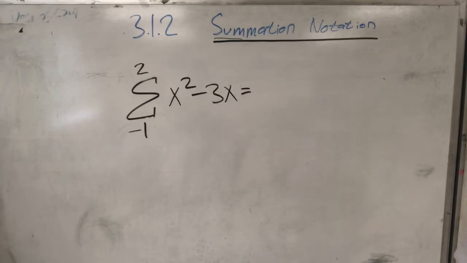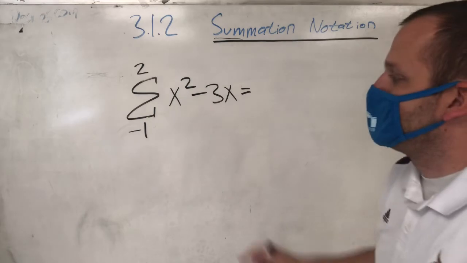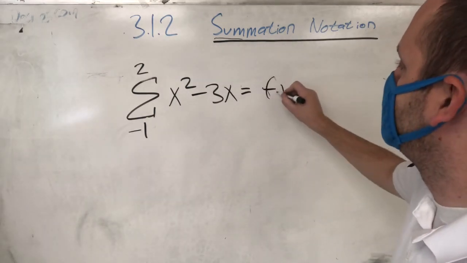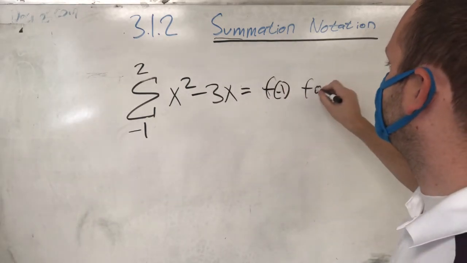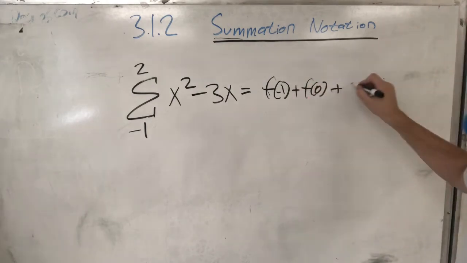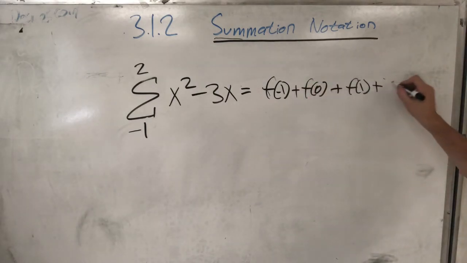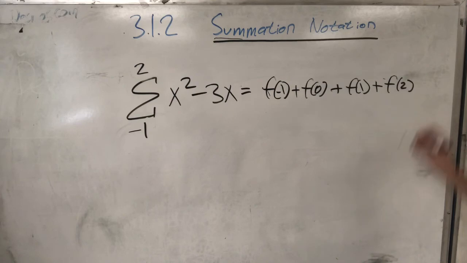Okay, you guys try this next one. I want you to try this one. What do you get for your answer? We want to know the summation from -1 to 2 of the equation x squared minus 3x. Pause the video now. Okay, you should have paused the video. You should have your answer. Here we go. So we're going to find f of -1, f of 0, f of 1, f of 2.